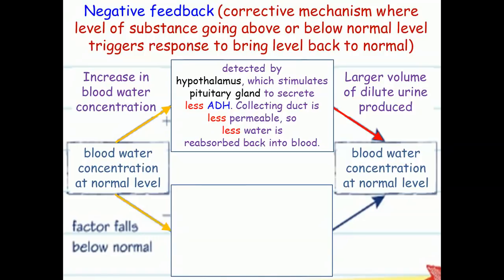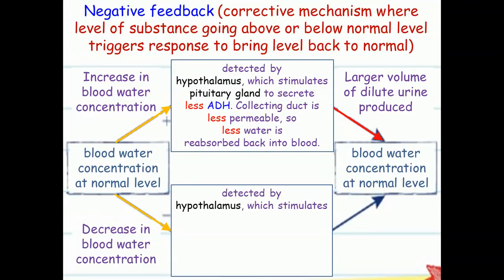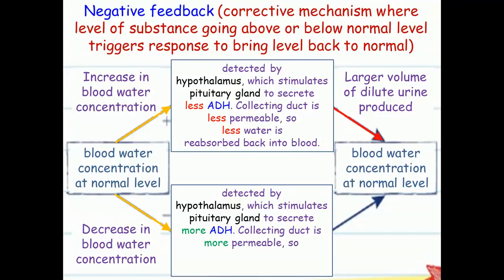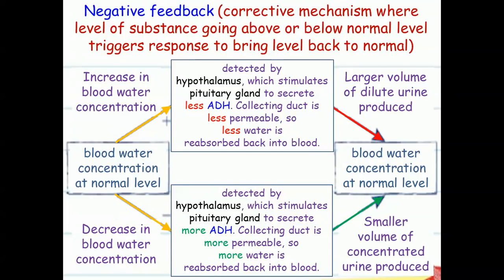And then you've got the opposite. When there's not a lot of water in the blood, again detected by the hypothalamus, but this time it will stimulate the pituitary gland to secrete more ADH. When it secretes more ADH, the collecting duct will become more permeable, therefore more water is reabsorbed back into the blood, and this is because you don't have a lot of water in the blood in the first place. And that increases the water in the blood, which means there's going to be less water in the urine. So the urine becomes more concentrated and there's a smaller volume of urine produced.